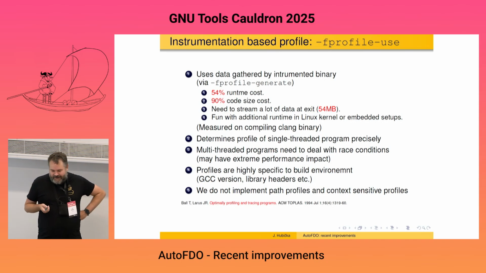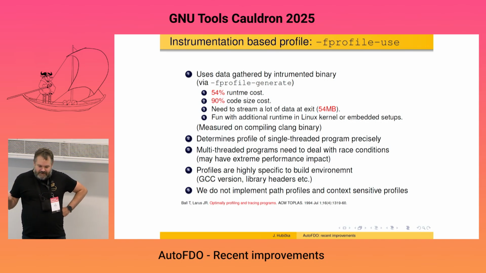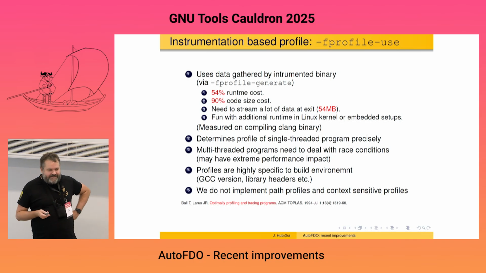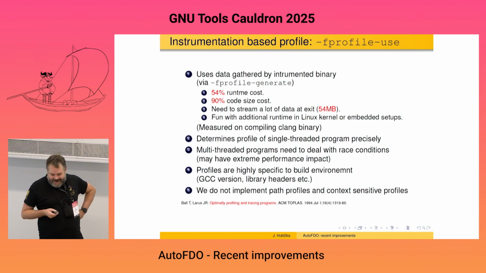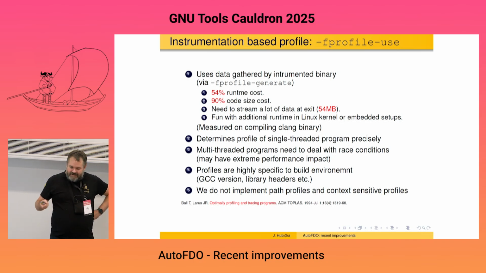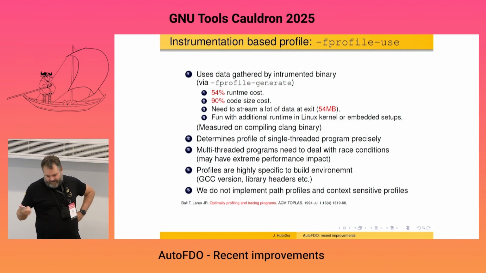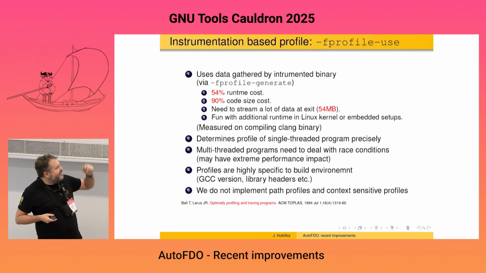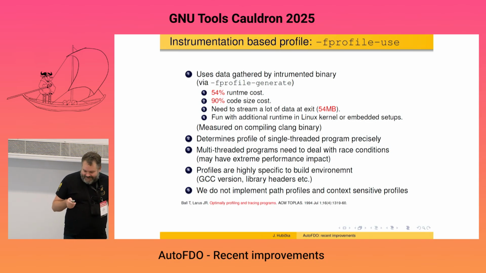The other problem is that the profiles are specific to your build setup, so you cannot save your profile and use it on another computer very safely because likely something changed, like little details in the header, and the profile will not read. We also do not implement any context sensitivity, so there's path profiling or context-sensitive profiling, but that's not implemented. This is all based on a very old paper from '94 by Ball and Larus, and it works relatively well in practice.